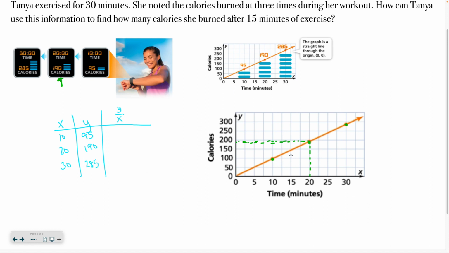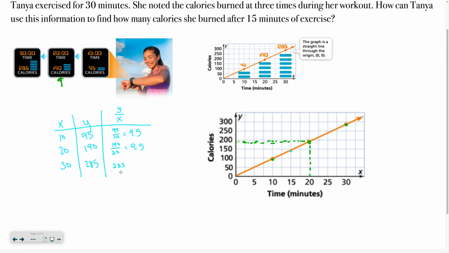Because if I were to look at 15, I can see it's right there. It looks like it's just under 150, but if I wanted an exact answer, I would have to create an equation. Okay, so 95 divided by 10, that's going to be 9.5. And if I were to do that for any of these points, I would get 9.5.